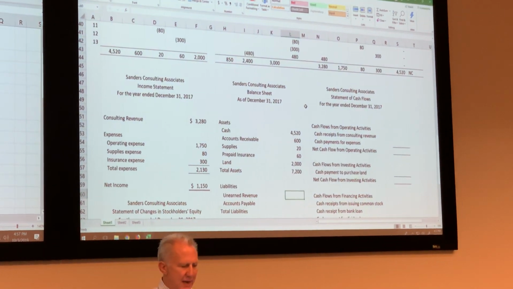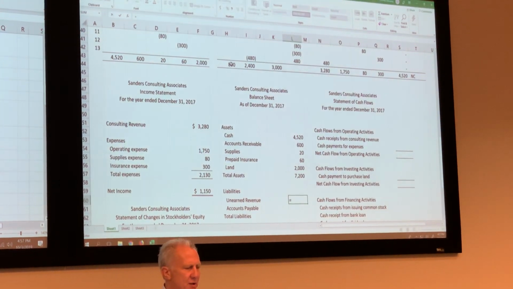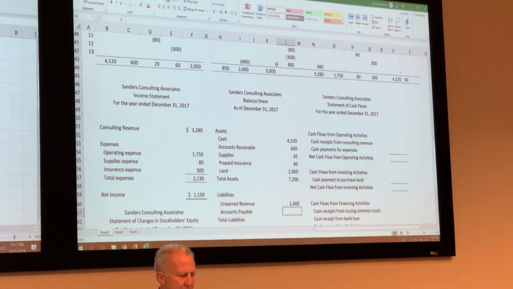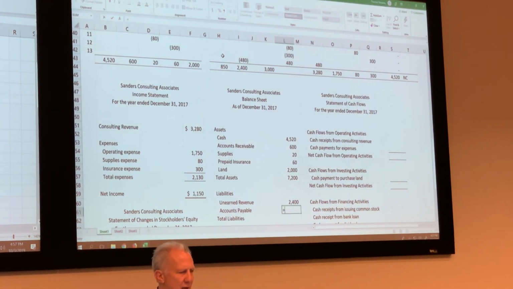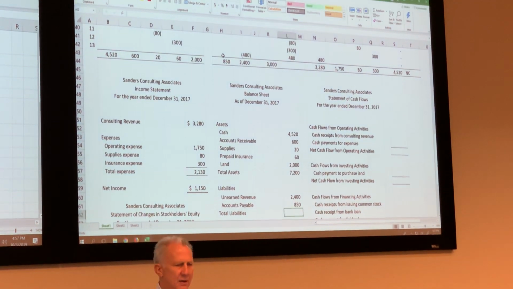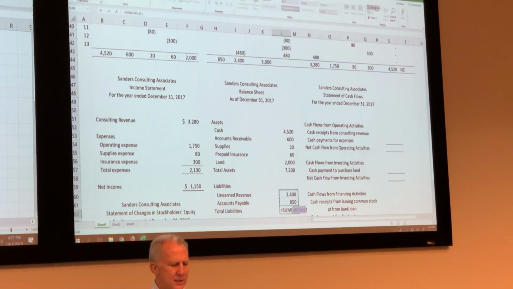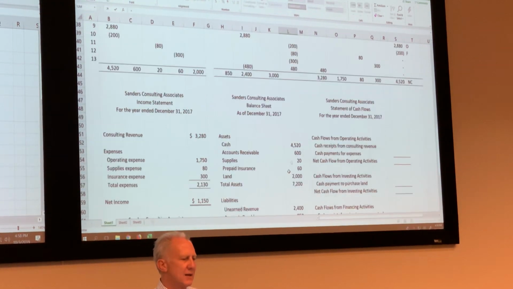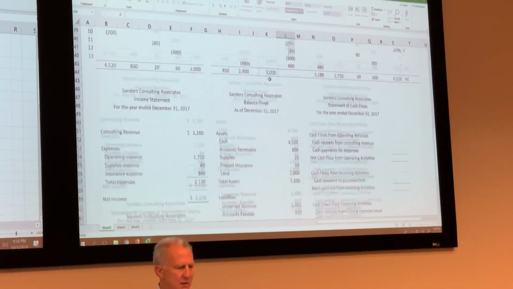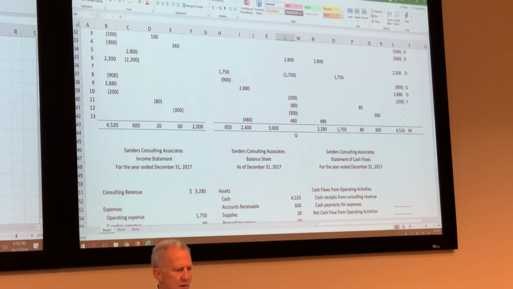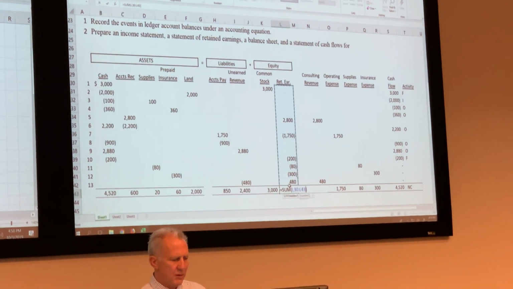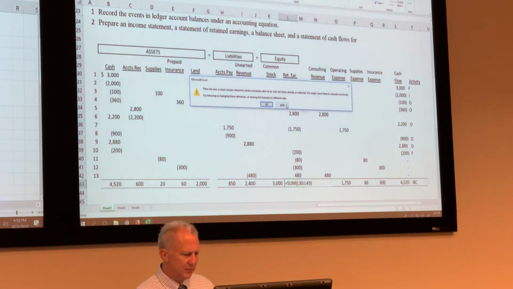Liabilities, we have unearned revenue of $2,400, and we have accounts payable of $850. Our total liabilities, $3,250. Common stock, $3,000. Okay. If we did everything right, this retained earnings should equal. We should have a linkage. Oops. What did I get wrong?